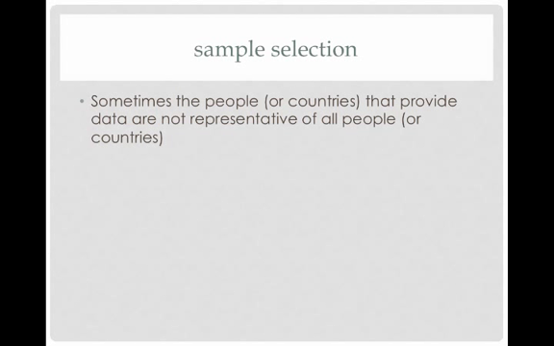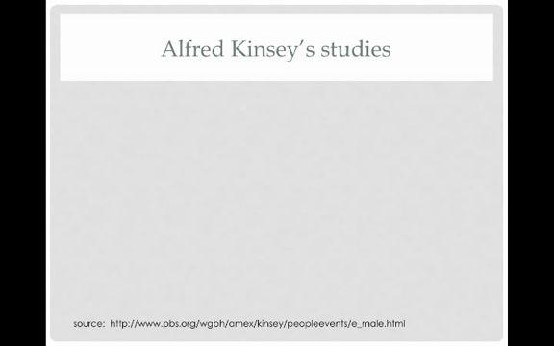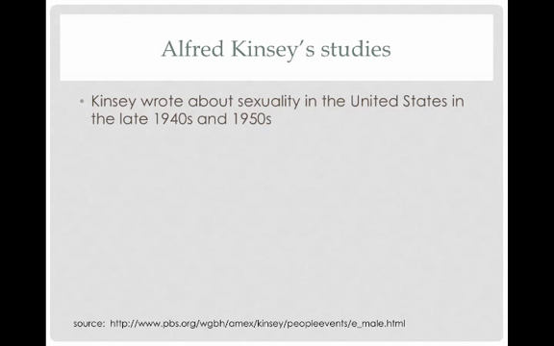Sample selection. Sometimes the people or countries that provide data are not representative of all people or all countries. If that's the case, your estimates might only be true for some groups of people or countries. So here's a really good example. You may have heard of Alfred Kinsey. Kinsey wrote about sexuality in the United States in the late 1940s and 1950s. He found that people were super racy in the United States.